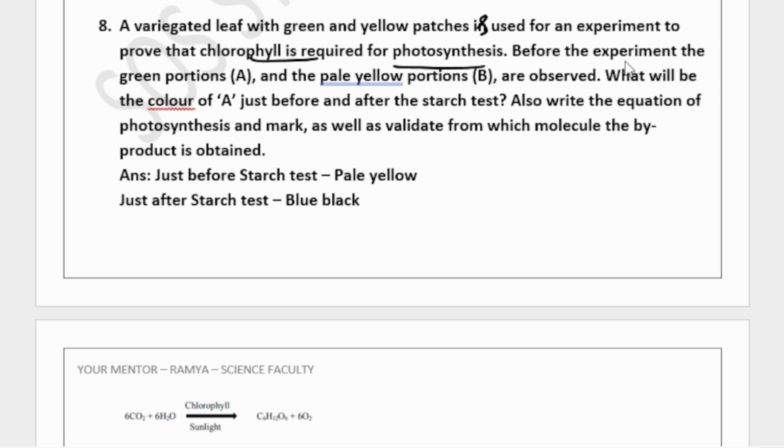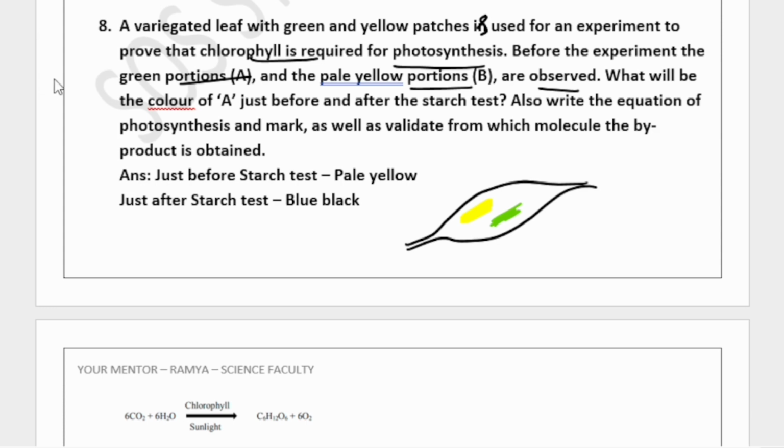So before the experiment, green portions A and the pale yellow portions B are observed. See, what are we taking here? We are taking a variegated leaf with green and yellow patches. That means I have a leaf. Okay, so this leaf has both yellow patches and green patches. So let me now just highlight it with the yellow color patches. Okay, this is having the yellow patch, and also this variegated leaf has some green patches on it. Okay, there is a yellow patch and also a green patch on this leaf.